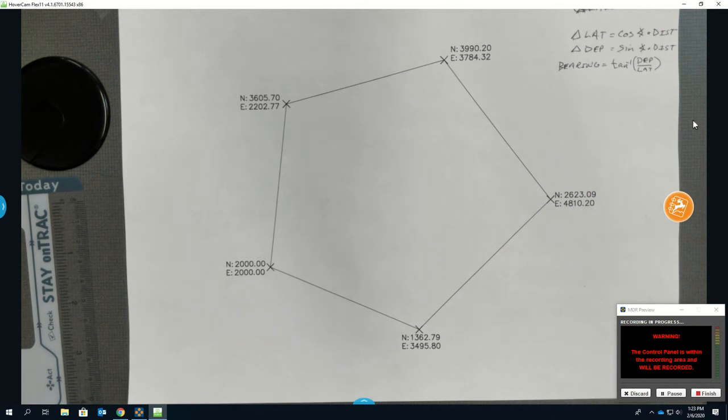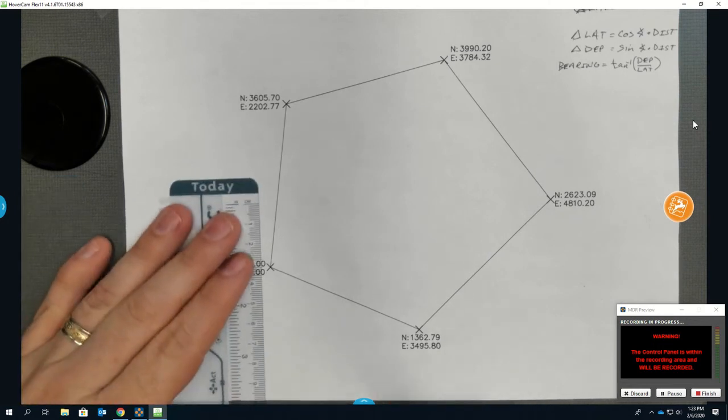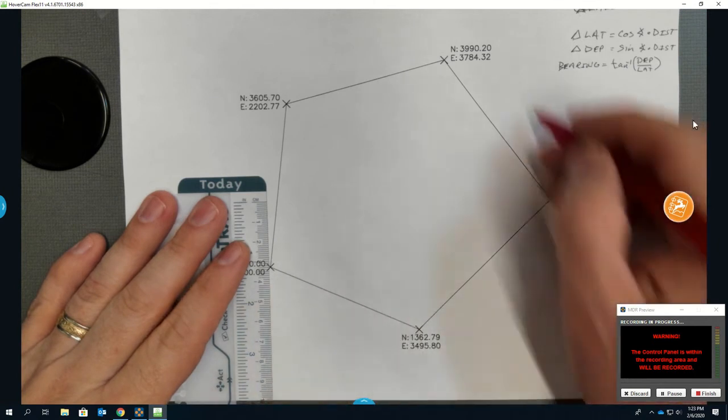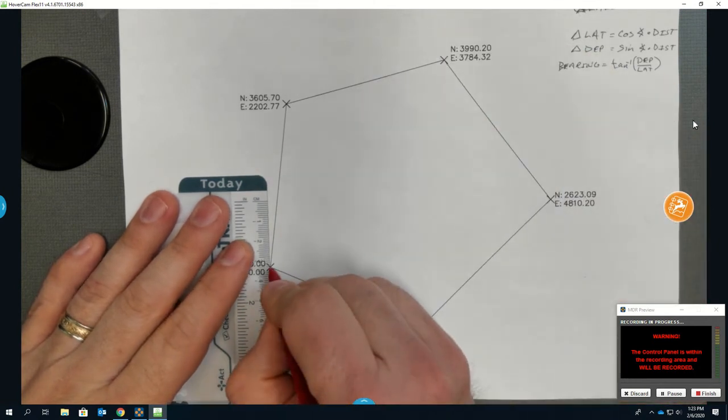So I didn't give you any bearings on this figure. What we're going to try to do is figure out our bearings based on our changes in departure and latitude. I'm going to figure out the first one here, and I'm going to go counterclockwise around the figure. So I'm just going to draw these in here.